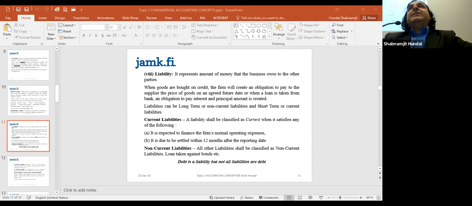Accrual is when the payment is due but not paid yet. Accrual means the payment is due. It should be made, but because of some reasons, you haven't paid it yet. That is called accrual. If your accruals are under a year, then they are in current assets, current liabilities. But if they will be paid after a year, then they can be non-current. But anyways, they are your liabilities.